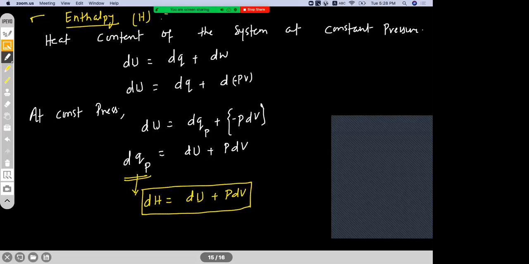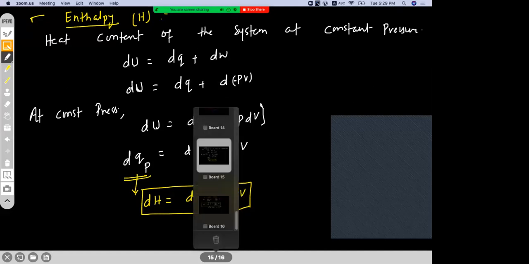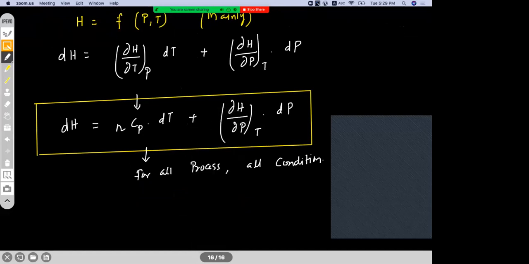Second line is U. This is U only. Okay, this is for all conditions. Now, if you look at the condition of ideal gas, this is the actual change in enthalpy we have. Now we can apply conditions into this. Since we will be dealing mostly with ideal gas equation, we'll apply the condition of ideal gas.